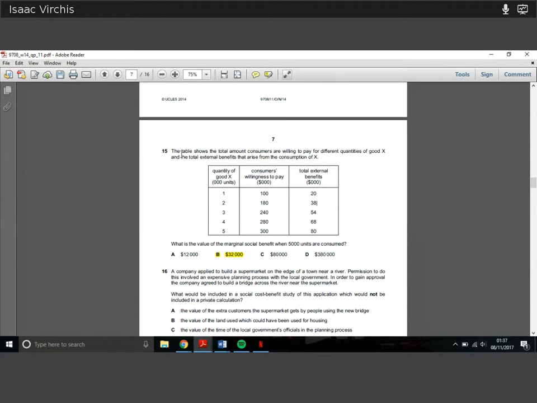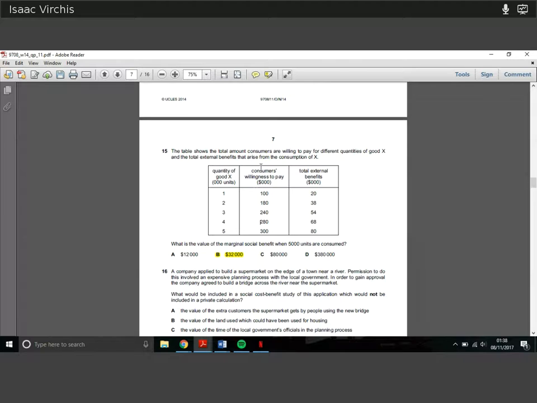Question 15 here, we have the table showing the total amount consumers are willing to pay for different quantities of good X, and total external benefits that arise from consumption of X. Here, we're basically looking for marginal social benefit when you're consuming 5,000 units. So what's the total external benefit? Well, it's 80,000. So we're looking for total marginal social benefit.